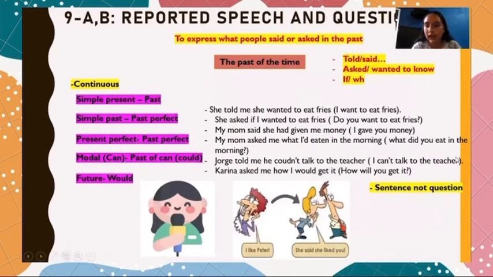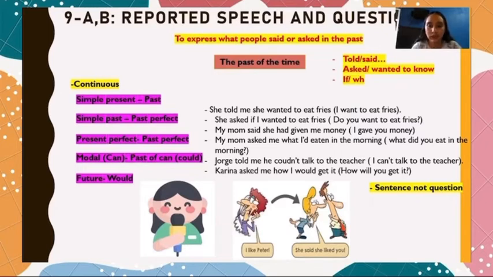In this unit, I learned how to use reported speech and reported questions. We don't have to forget that we always have to say told or said, that someone told me, someone said. And in reported questions, we have to use asked or wanted to know. Someone asked, someone wanted to know.